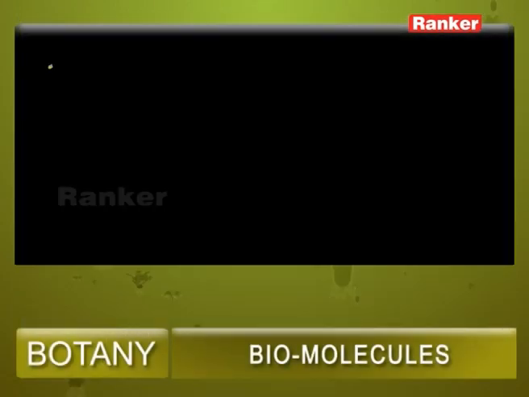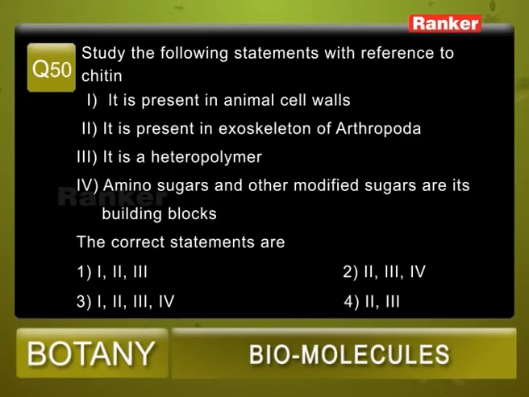Question number 50, study the following statements with reference to chitin. Options that have been given here. 1. It is present in animal cell walls. 2. It is present in the exoskeleton of arthropoda. 3. It is a heteropolymer. 4. Amino sugar and other modified sugars are its building blocks. Okay, here let's come to the correct statements. The options are: first one 1, 2 and 3, second one 2, 3 and 4, third one 1, 2, 3 and 4, fourth one 2 and 3.